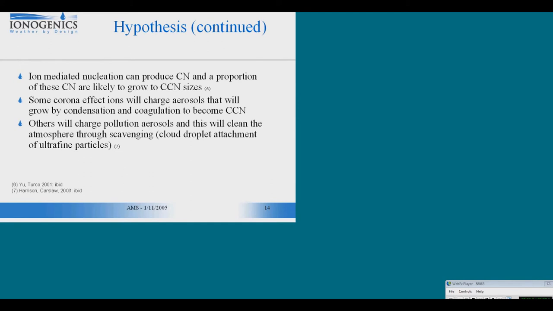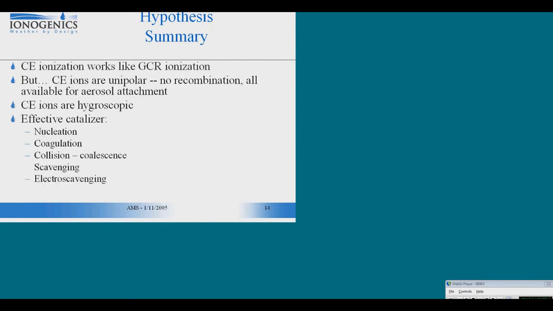Now, ion-mediated nucleation produced condensation nuclei that can grow into cloud condensation nuclei. And there will be other aerosols that contain pollution materials. And those aerosols that contain pollution materials, when they are charged, are going to be more efficiently scavenged and deposed to the ground, and that's going to have a cleansing effect on the atmosphere.